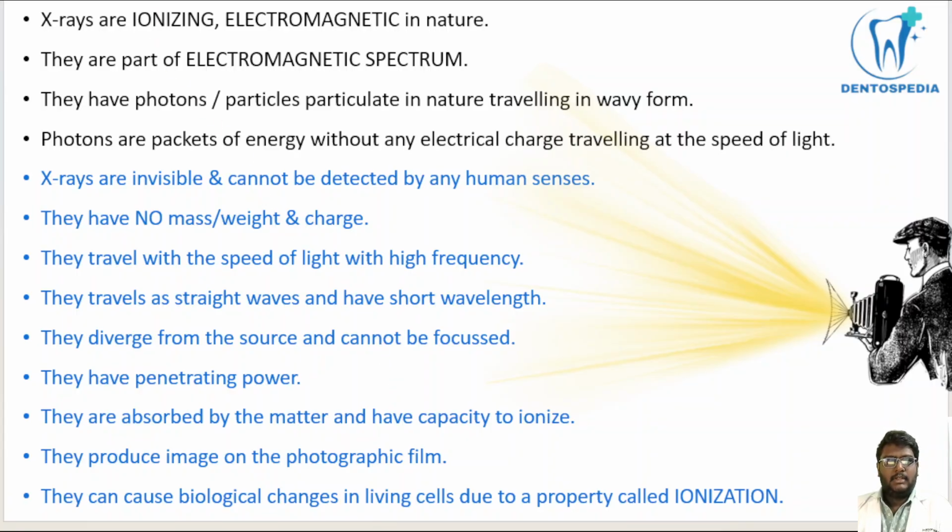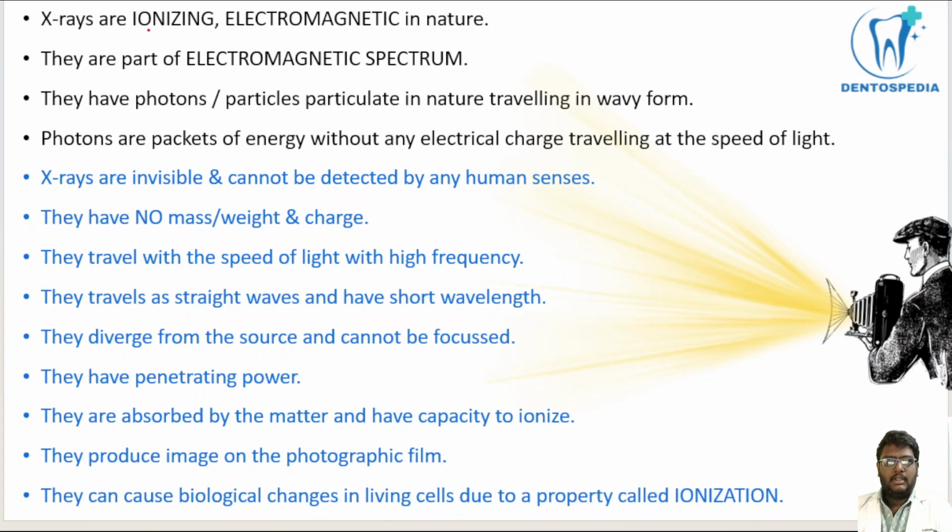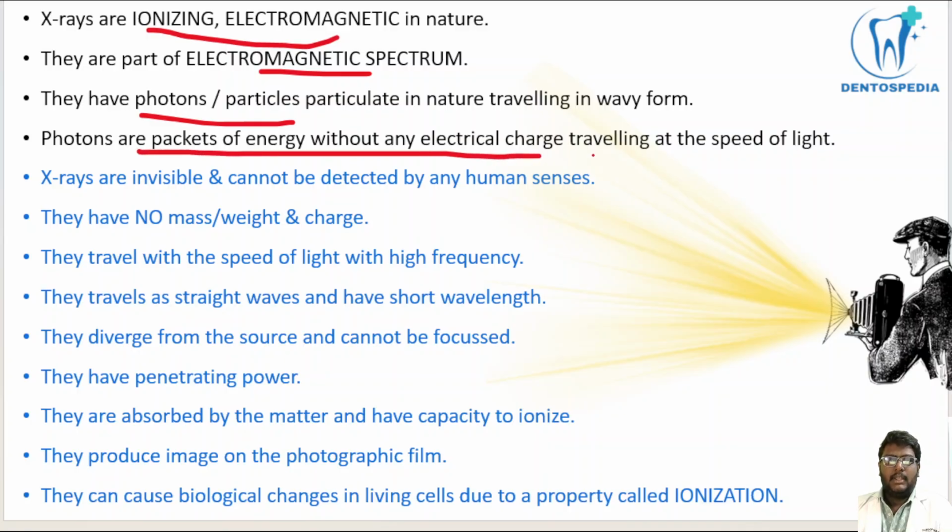X-rays are a kind of ionizing radiation and they're part of the electromagnetic spectrum, right? The waves of X-rays have photons, and they also present a particulate nature, okay? Photons are nothing but packets of energy without any electrical charge, and they travel at the speed of light. These are invisible and cannot be detected by any human senses. They have no mass or charge.